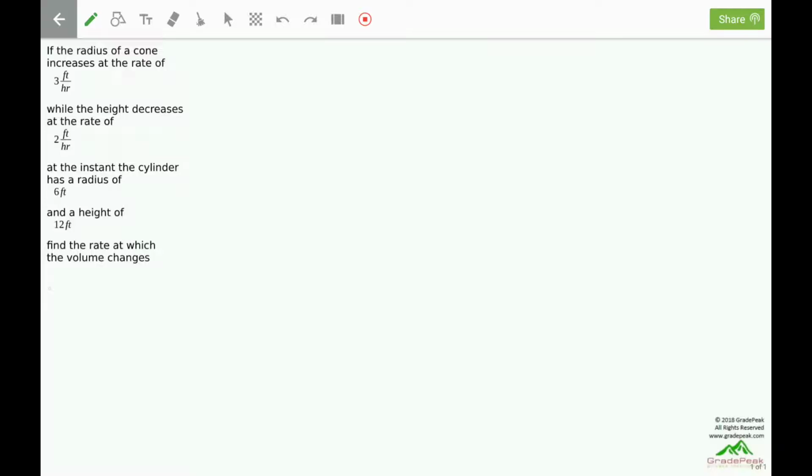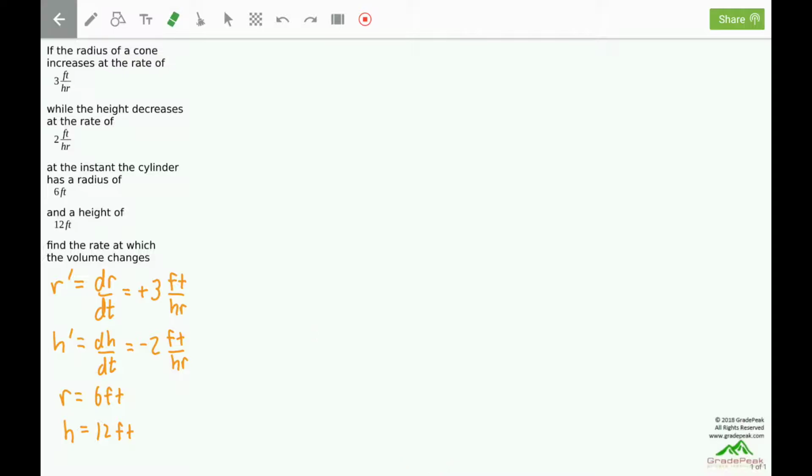First of all, the rate at which the radius is changing, r prime, or dr dt, is given as increasing, therefore positive, at a rate of 3 feet per hour. The rate at which the height is changing, h prime, or dh dt, is decreasing and therefore negative, at a rate of 2 feet per hour. We also have that the radius is 6 feet and the height is 12 feet.